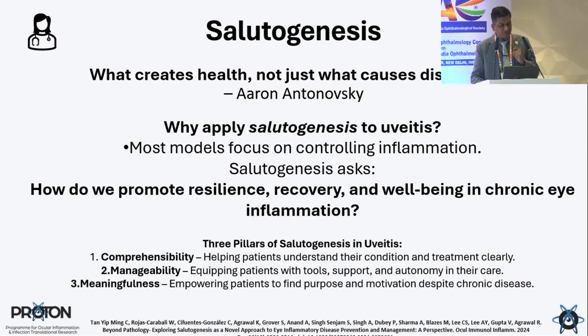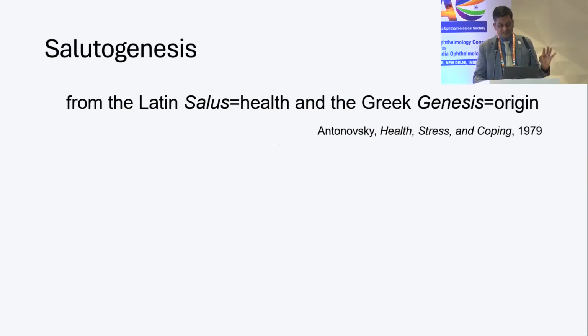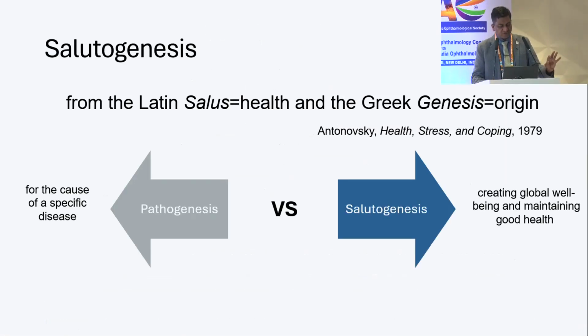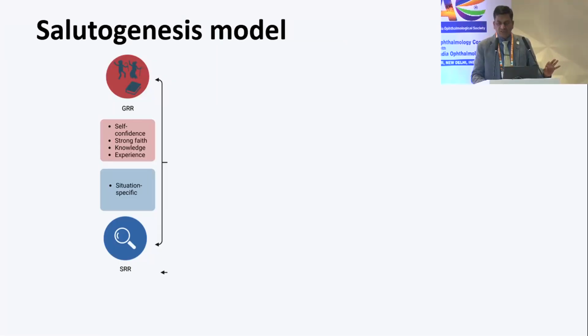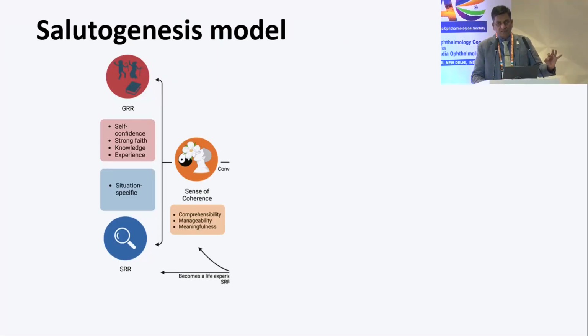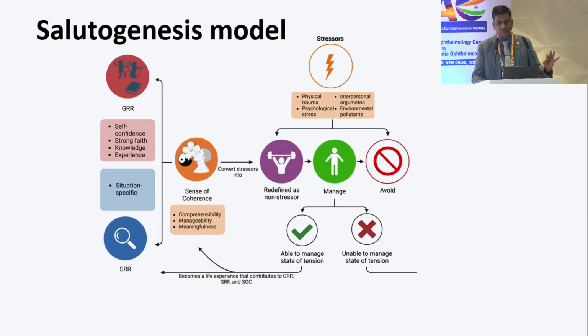So there are three important things in salutogenesis: comprehensibility, manageability, meaningfulness. So I'll spend a little bit of time on this. So this is a Greek word again, salutogenesis versus the pathogenesis. So what it covers is your well-being. So here in this complex picture is about how you're able to cope up, about how you're able to understand, about how you're able to cope up with the stress. This is what it is trying to say.